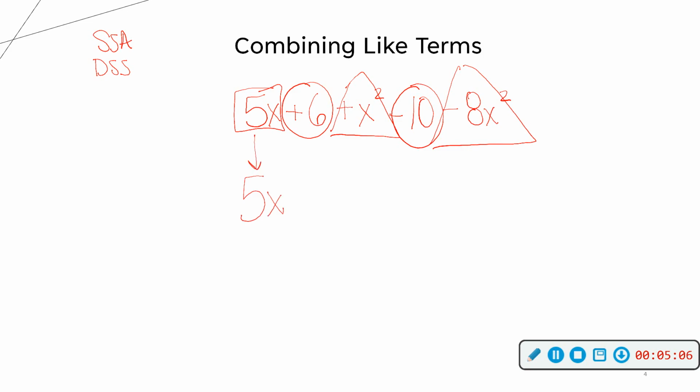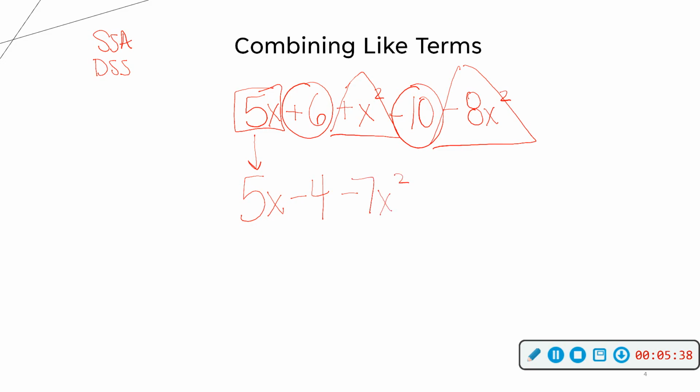Now, let's combine the ones that are alike. In this case, I have positive 6 and a negative 10. Are those the same sign or a different sign? Those are a different sign. So I'm going to go 10 take away 6, and I get a negative 4. And then the last thing: I have a positive x squared and a negative 8x squared. Again, I'm subtracting those two, and I have a negative 7x squared.